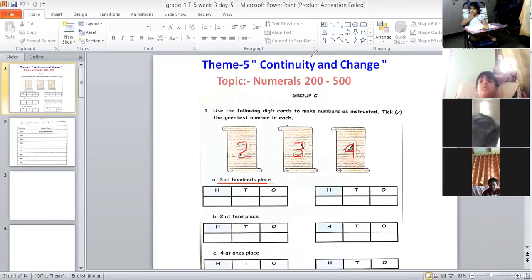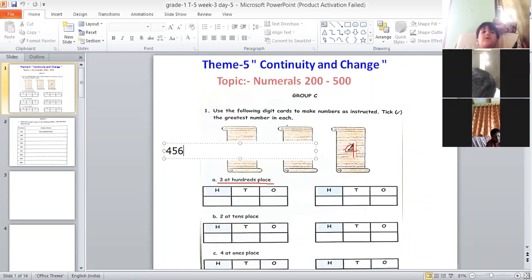First of all, you all should know which number is in hundreds place, which is at tens and which is at ones. Suppose I am writing here a 3-digit number. Children, look at your screen. This is for an example. The number is 4, 5 and 6.